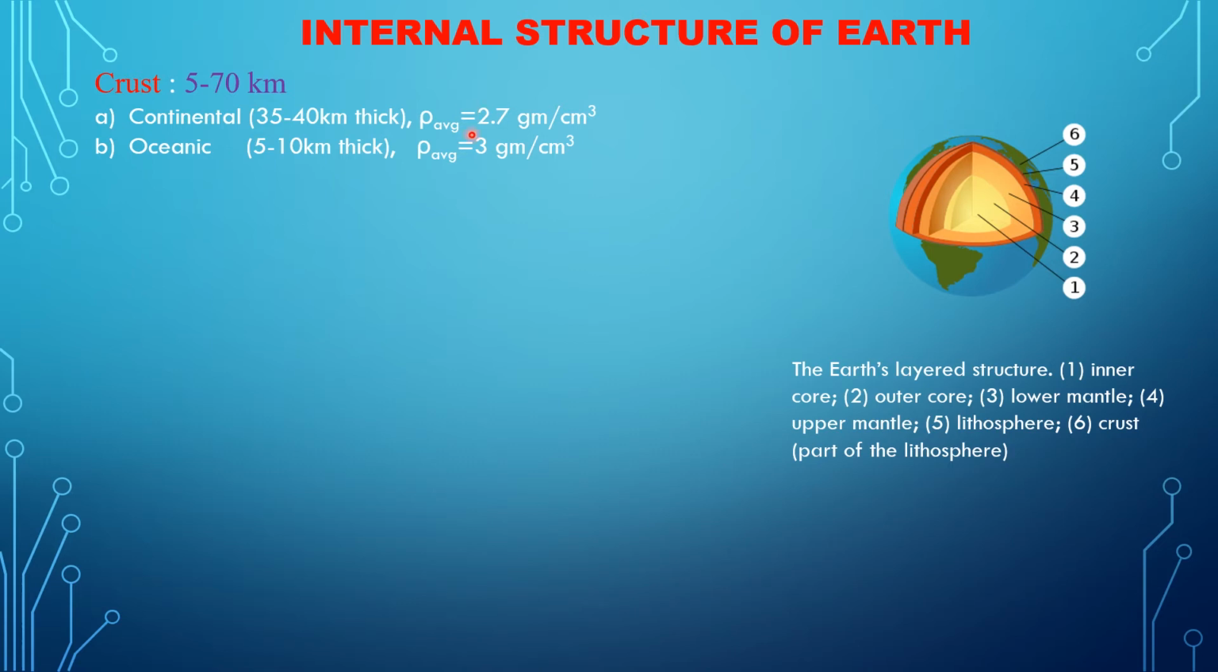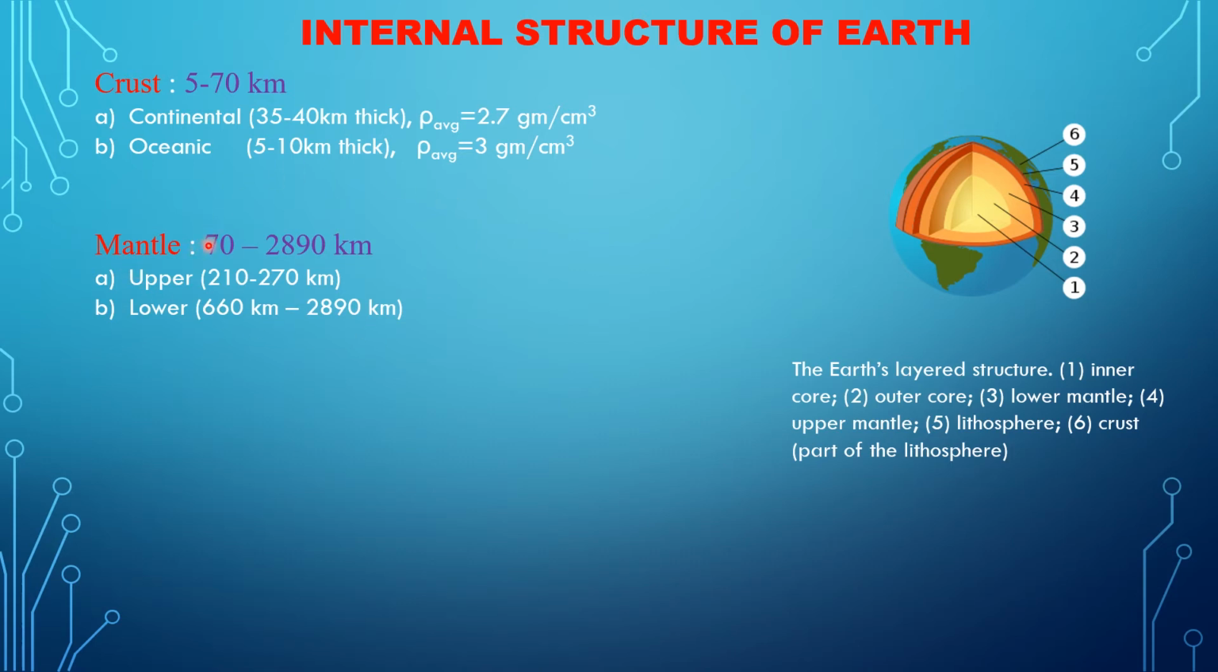The average density of the continental crust is 2.7 grams per cubic centimeter. You can remember this is granitic rock and this is basaltic rock, the oceanic crust. Now this is the portion that occupies a big region in the earth, called the mantle, almost 84% or 82%.